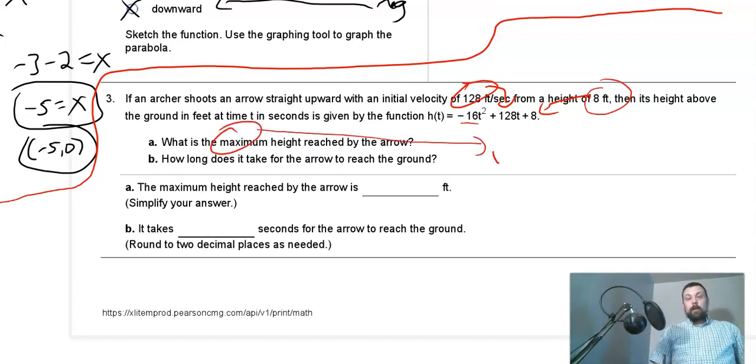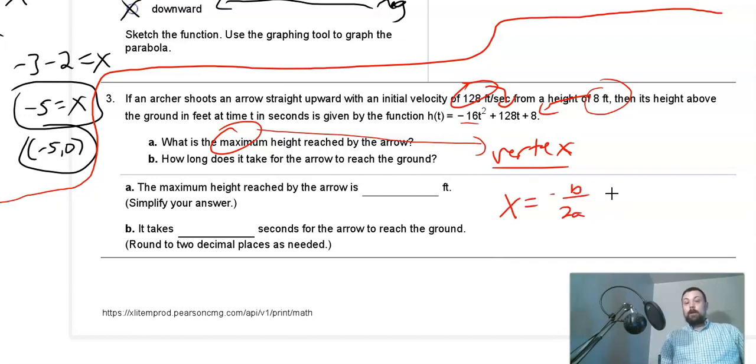So as soon as you see the word maximum or minimum, and it's a quadratic function like this one is, you should think vertex. That maximum or minimum will occur at the vertex. This is in standard form, so again, to find the vertex, just like we did on the first question, we have to do -b over 2a. b in this case is 128. A is -16. This time we're going to get a nicer answer. We're going to get 4.